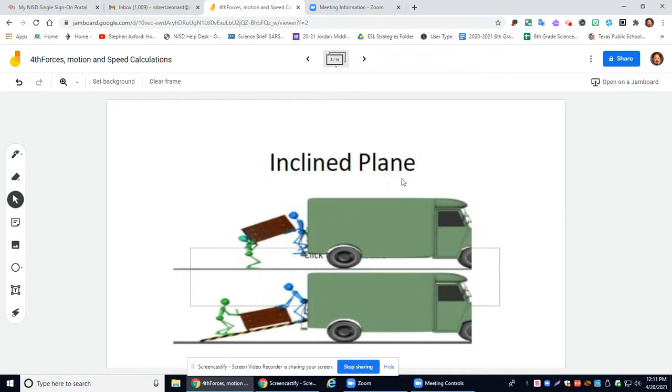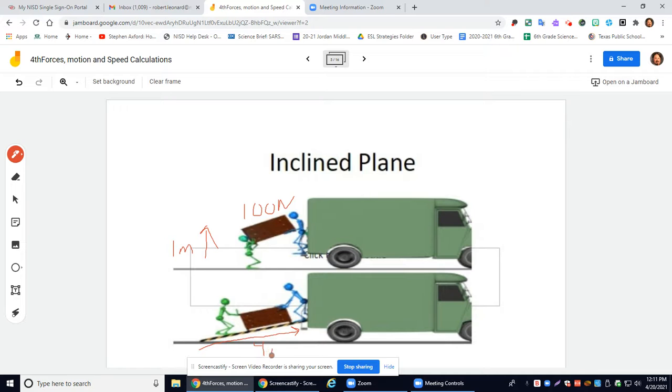Next one. You don't need to draw this. This is an inclined plane. The way an inclined plane works is it increases the distance you have to move an object, and by doing that, it decreases the force. So for example, right here, they can pick this up 1 meter high. Let's say this is a force of 100 newtons. What would be easier is instead of picking it straight up 1 meter, what if they slid it up a ramp that's 4 meters long?